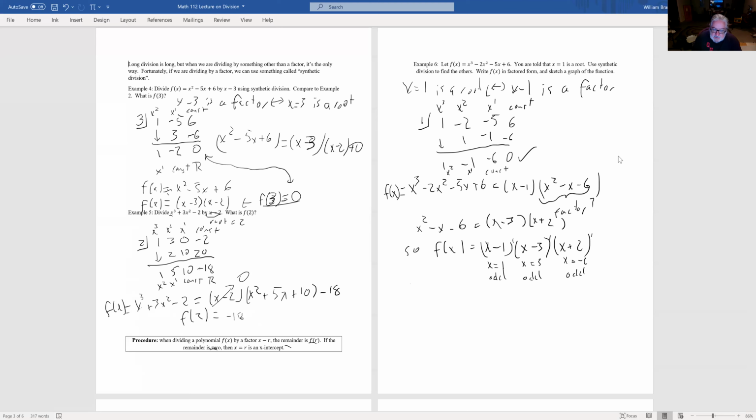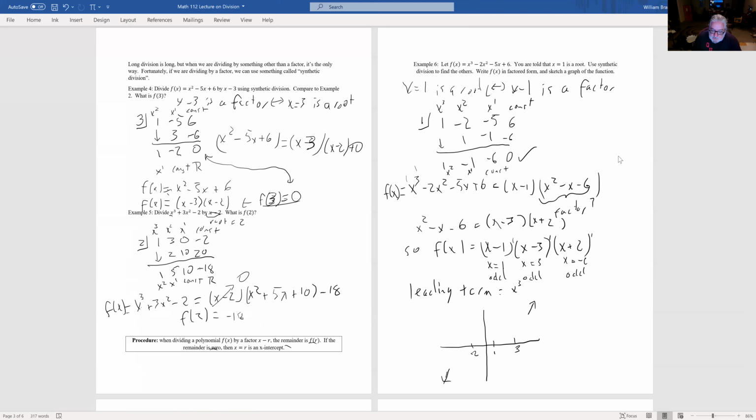Leading term, that's my x cubed. So it's odd power positive. So odd power with a positive coefficient means my end behavior looks like that. It falls to the left, rises to the right. My roots are, I've got 1 at minus 2, 1 at 1, and 1 at 3. And the graph goes through at each one of those.